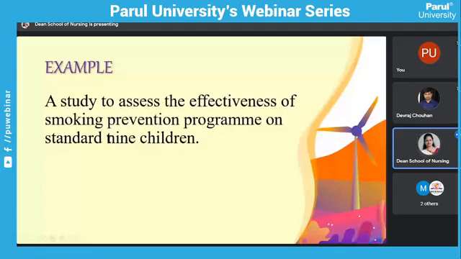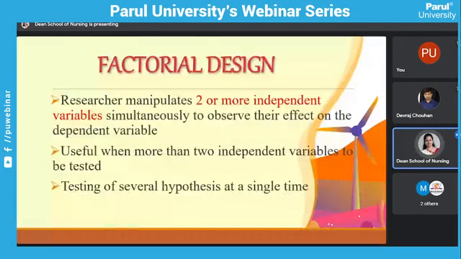Factorial design. In this, the researcher manipulates two or more independent variables simultaneously to observe their effect on the dependent variable. It is useful when more than two independent variables are to be tested, and it allows the testing of several hypotheses at a single time.